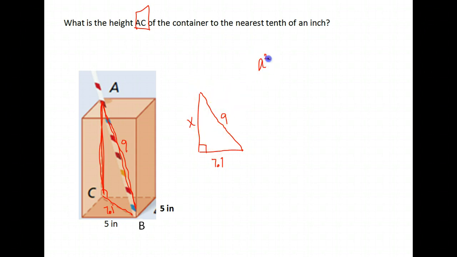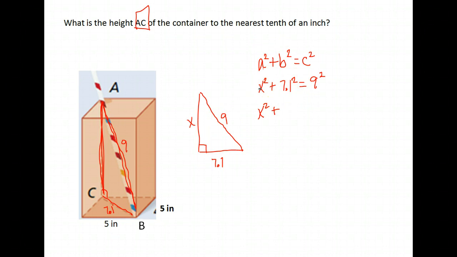Set it up carefully. Again, the Pythagorean Theorem says that a squared plus b squared equals c squared, where a and b are the legs. Now, one of our legs was x. The other leg was 7.1. And the hypotenuse, our c, was 9. So notice this looks a little different than our last one because we were given different parts of the right triangle.